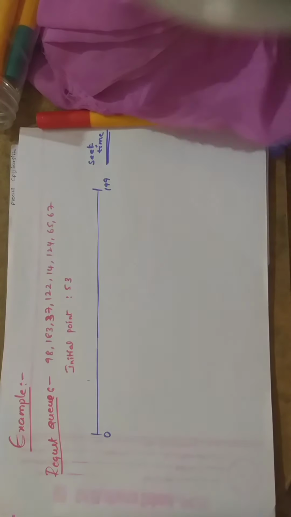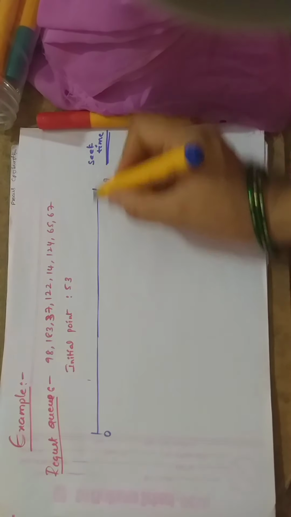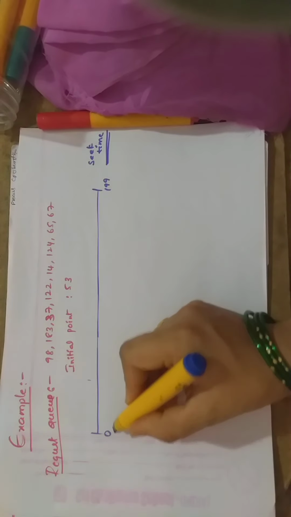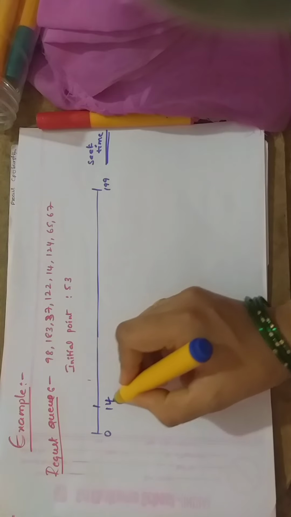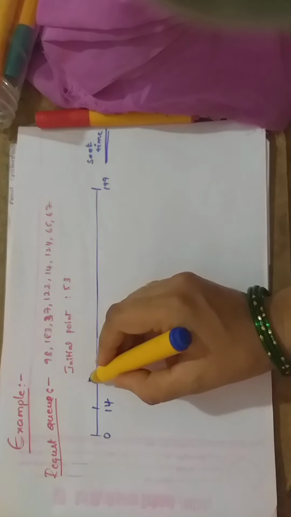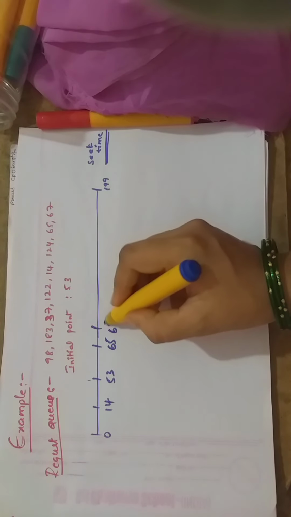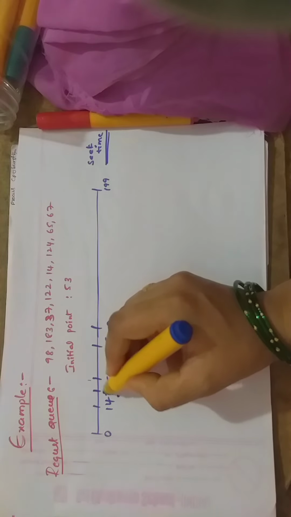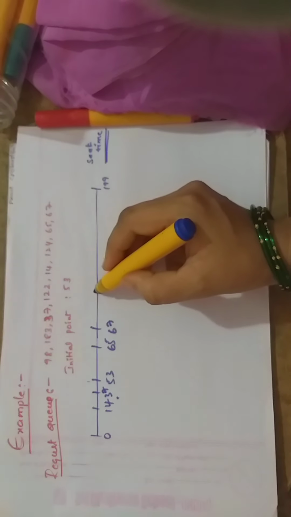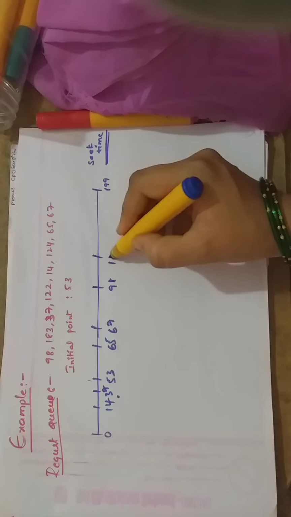Now we'll see this here. For example, we'll take tracks from 0 to 199. Here somewhere we have the 14th track, and somewhere we have track 53, and somewhere 65, and somewhere 67, and next here 37. Next we have 98, and next 122, and somewhere 183.